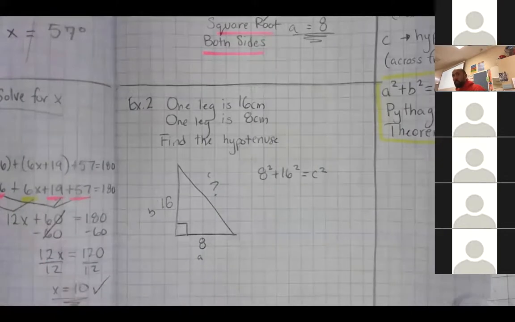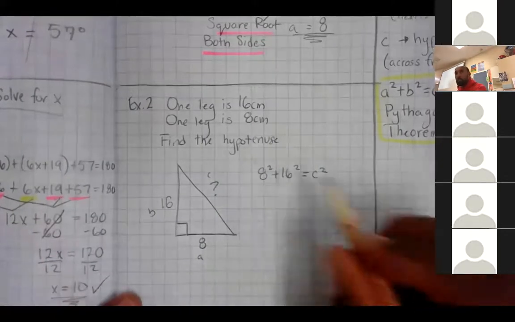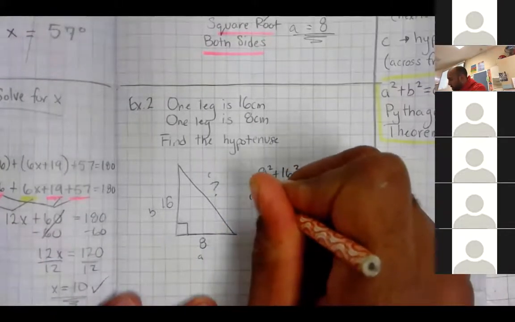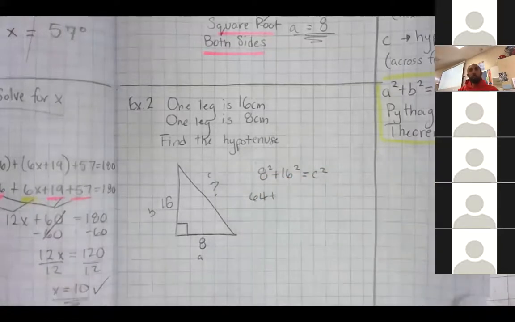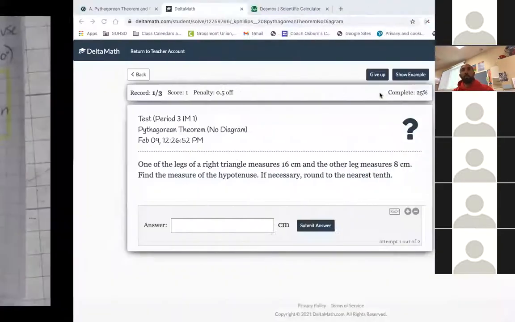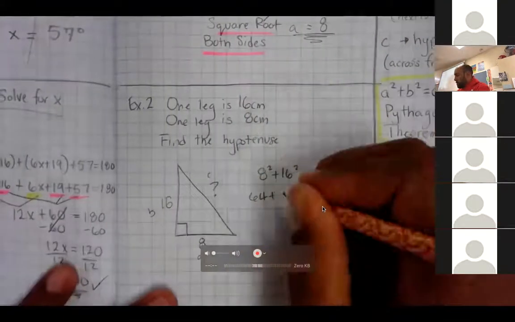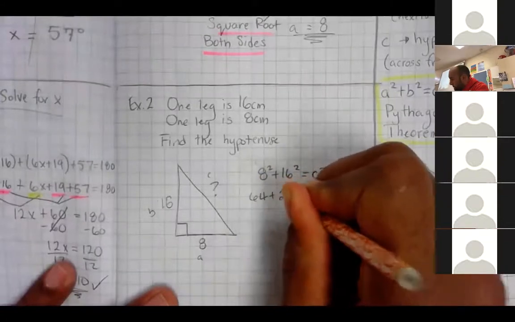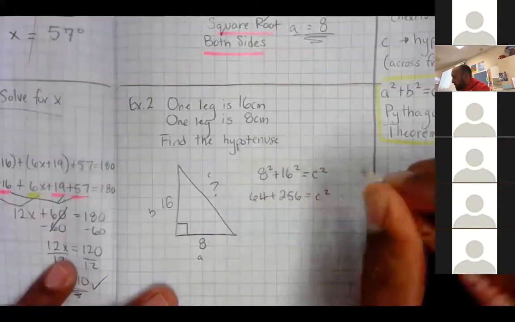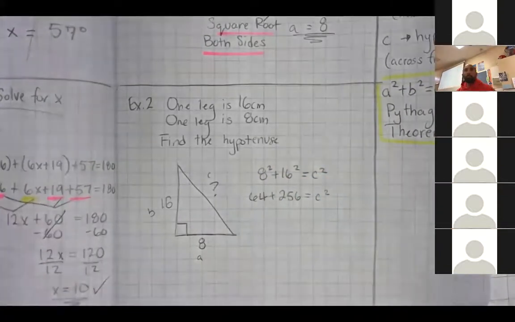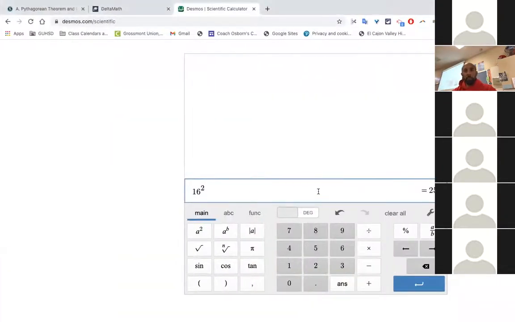Same steps as before. We're going to simplify it out. So 8 squared is 64. I can't think off the top of my head what 16 squared is. Some of you guys might already know it, but I'm going to bring out the Desmos. 16 squared is 256. And then we got to add these up. So 256.